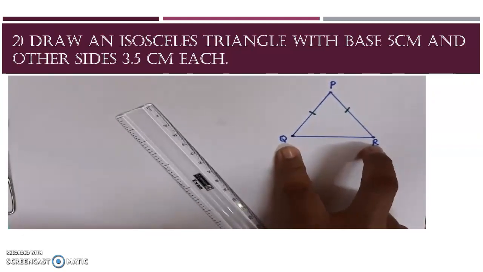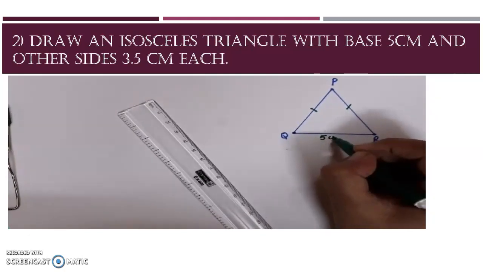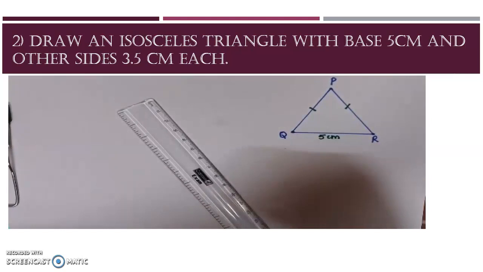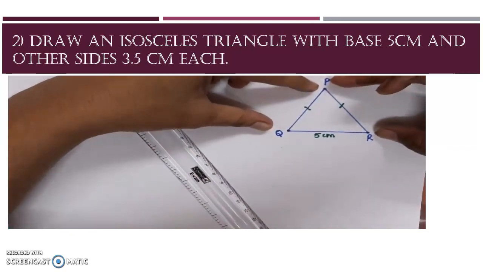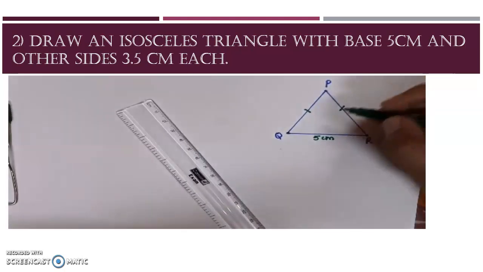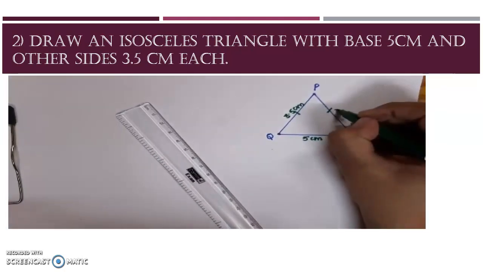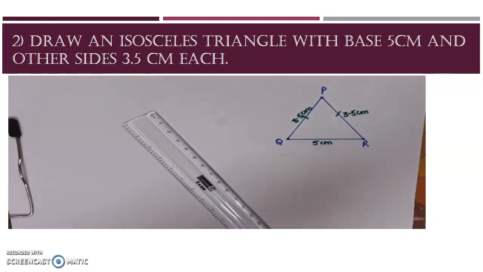QR is base and base is given 5 centimeter. So here I will write 5 centimeter. And other sides 3.5 centimeter each. Other sides means these two sides, PQ and PR, both are 3.5 centimeters. So here also I will write 3.5 and this PQ PR also I will write 3.5 centimeter.